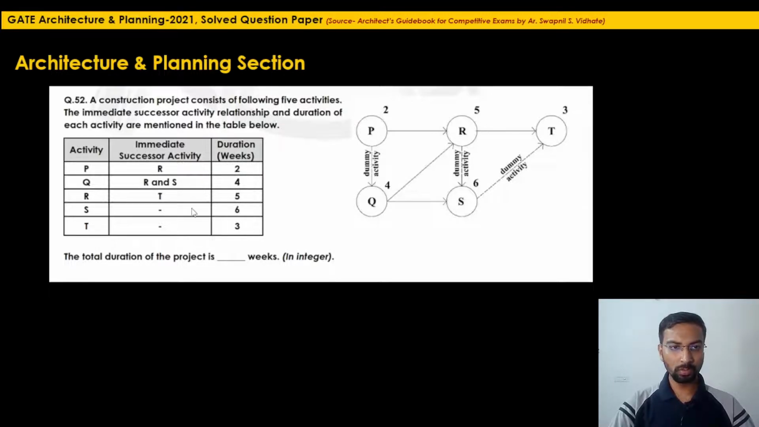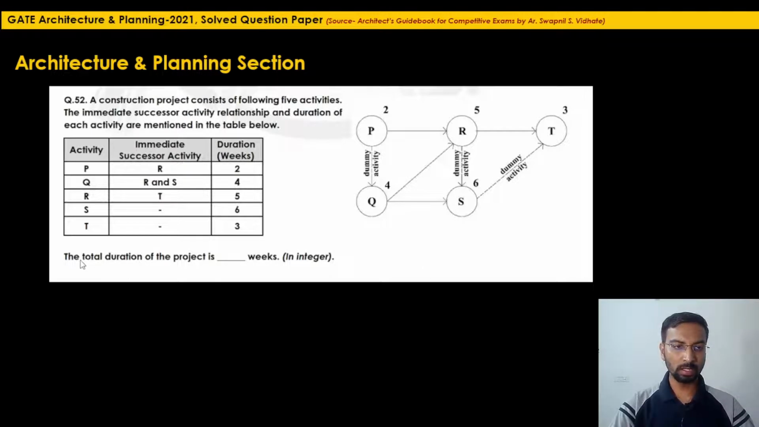So this figure can be drawn by using these values. What is the immediate successor activity of R? It is T, and for S and T there are no successor activities, and the durations they have mentioned are 6 and 3 respectively for S and T. So again, if we arrange this in chronological order, there can be a dummy activity with 0 duration between them. There is no relation between R and S. So again, this can be a dummy activity.